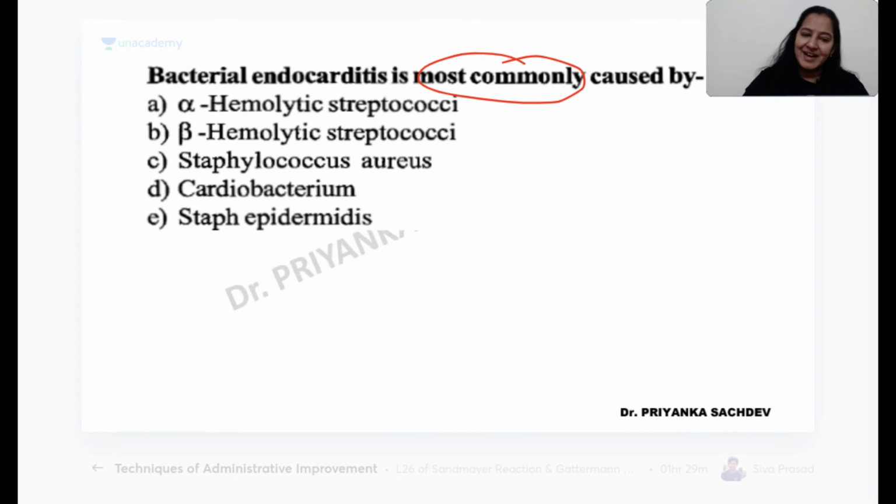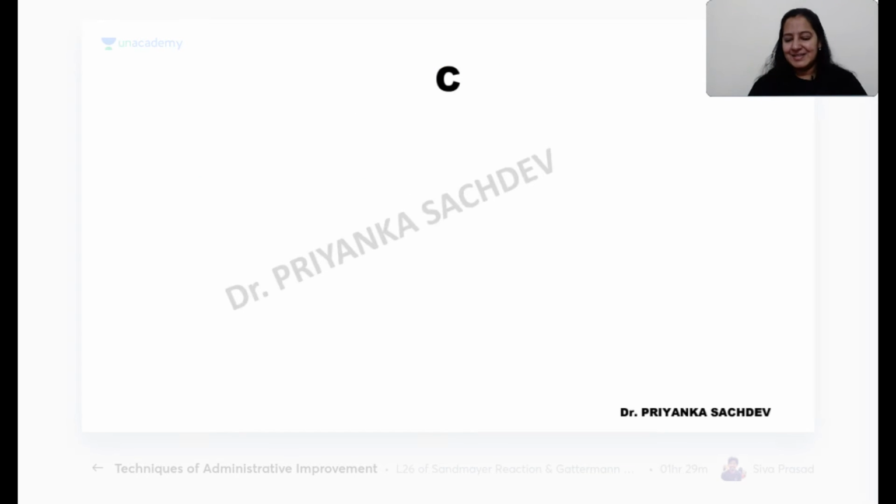So most of you are correct. The correct answer is Staph aureus. Parag Goyal, Jaydev and Nandini Jain are first to answer. Great, good. So the correct answer here is C. Everyone is satisfied? Okay.